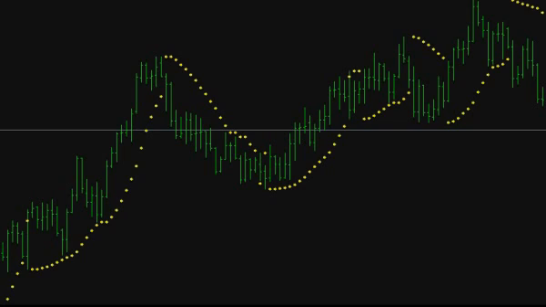Use Parabolic SAR Indicator in your trading systems and strategies, and this will help you to improve the results of your trading. At this point, we finished the discussion of Parabolic SAR Indicator.